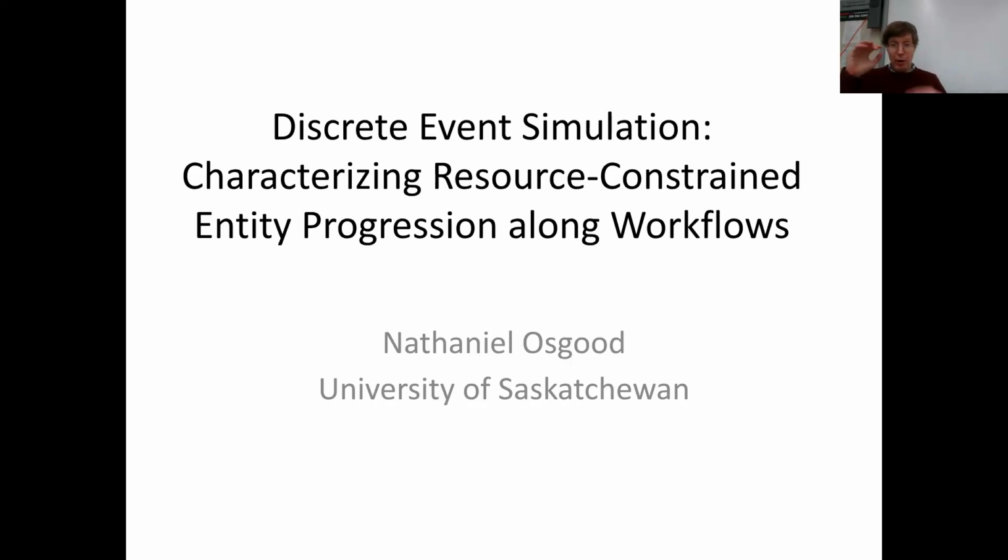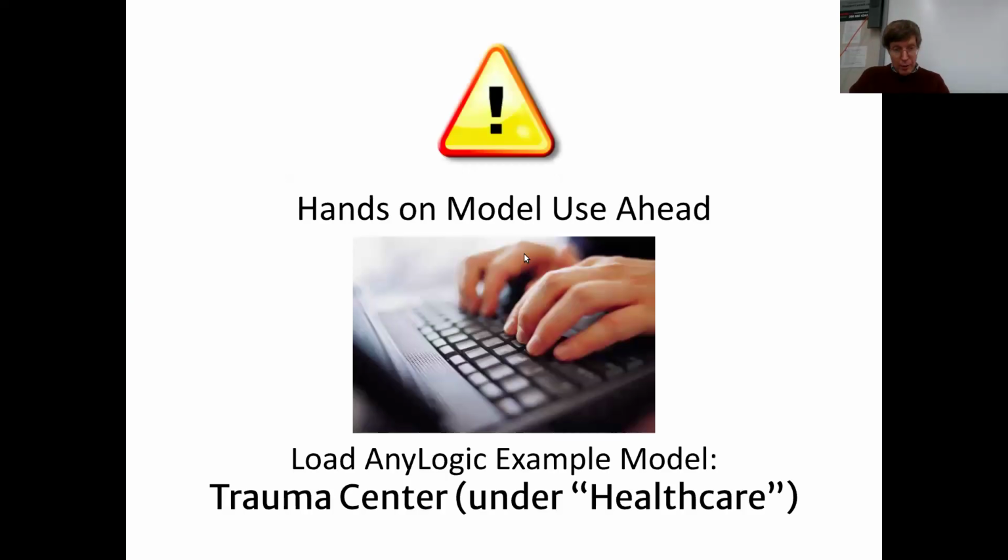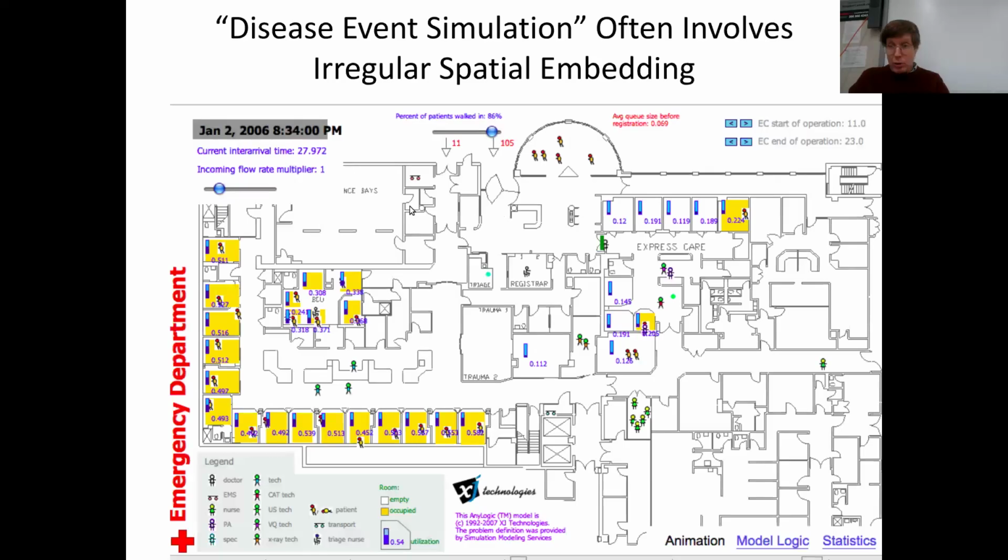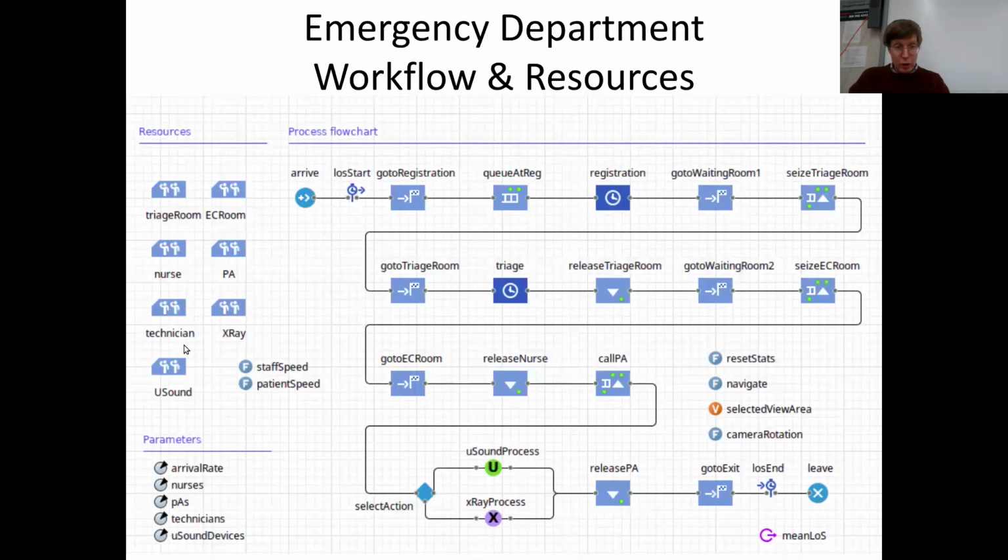So let me say that again. It involves workflows like this, and entities progress along those workflows in ways that are constrained by availability of resources. If resources are unavailable, they will queue up within the system and await availability of resources to a point, at which point they might leave the system through leaving without being seen or what have you.